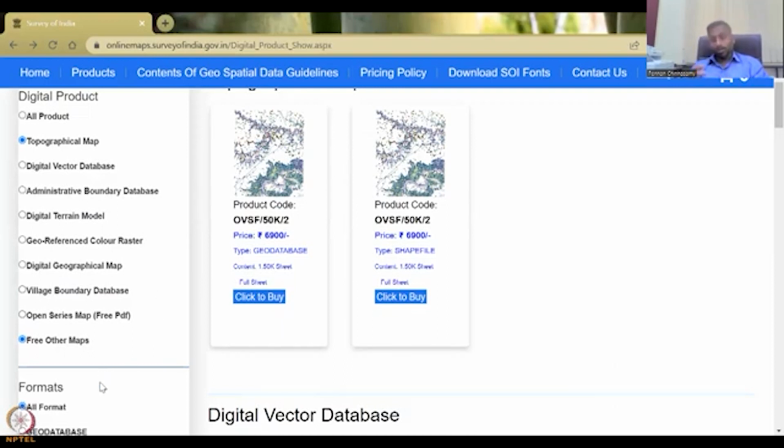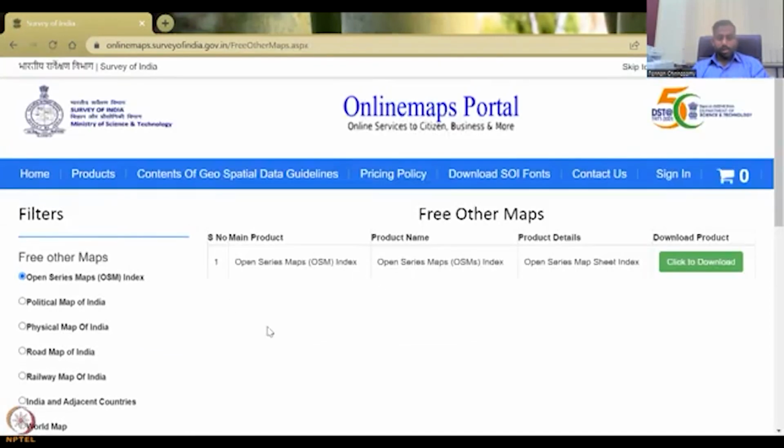A lot of people are asking questions in the forums: I need this data. This is where you go and get it. Why I'm promoting this is because the boundaries are very accurate, as it is promoted by the Government of India. Open Series Map, it's a free PDF. So this is where you can collect the Open Series Map. I'm just going to click it.